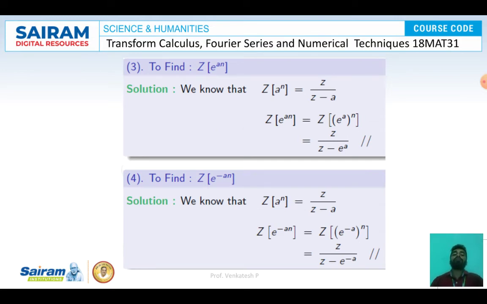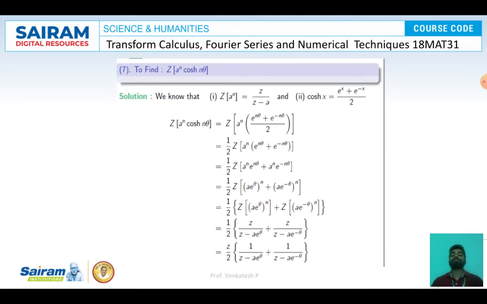So next is Z transform of e^(an). So we know that Z transform of a^n is given by z/(z-a). So in the place of a we have e^a now. So I'll be replacing a = e^a. So we got Z transform of e^(an) is equal to Z transform of (e^a)^n. So this will be equal to z/(z-e^a). Same way for Z transform of e^(-an) also. In the same formula I'll be replacing a = e^(-a). So we got Z transform of e^(-an) will be equal to z/(z-e^(-a)).